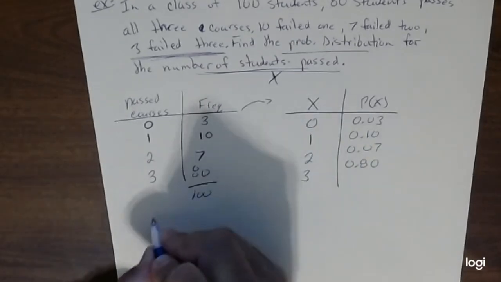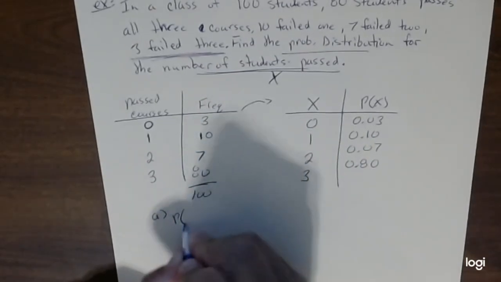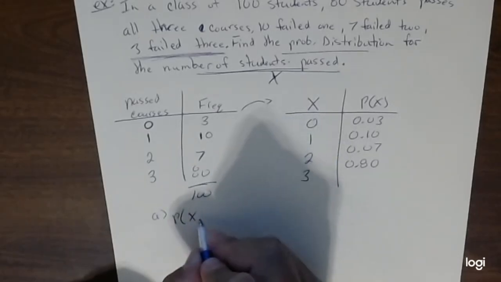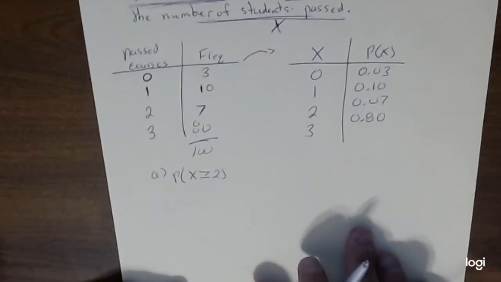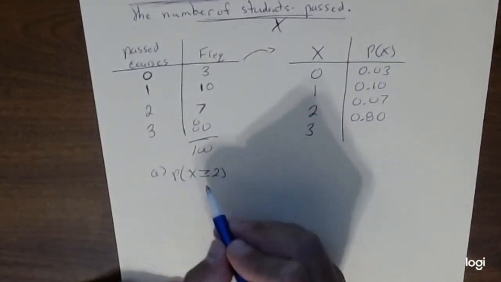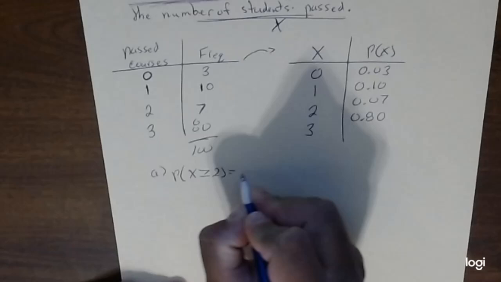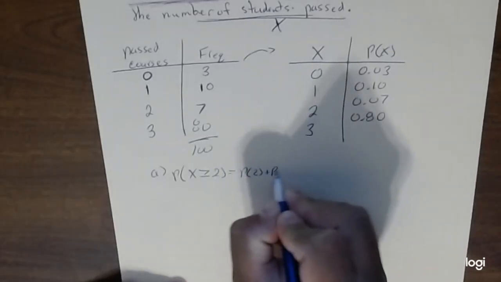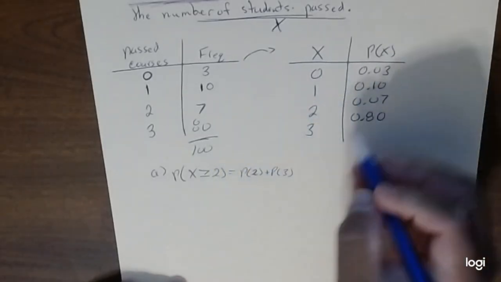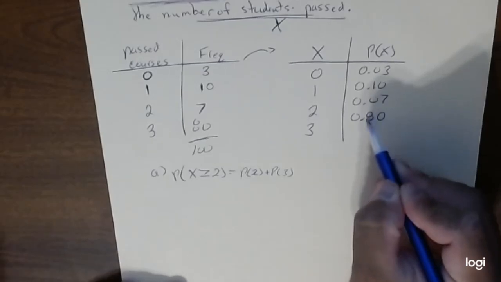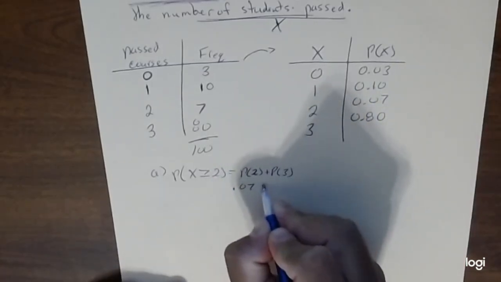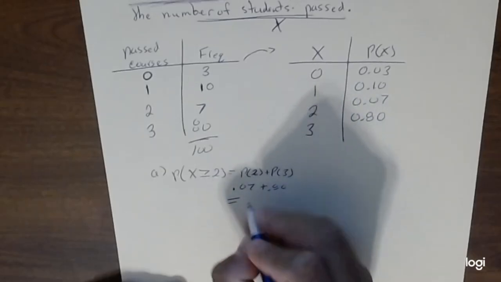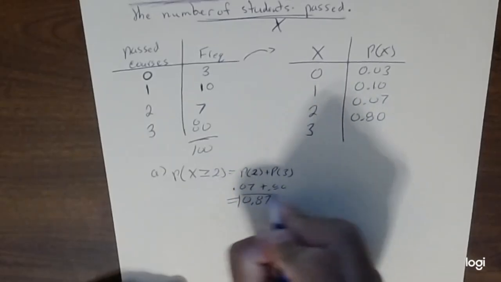So again, just do quickly a couple of these. So let's say the probability of X is, I don't know, greater or equal to 2. Right? So X is greater or equal to 2, so that means 2 or more, right? So this is saying the probability of 2 plus the probability of 3, right? So this one and this one, which is going to be these two together. So 0.07 plus 0.8 gives you 0.87, right, altogether.